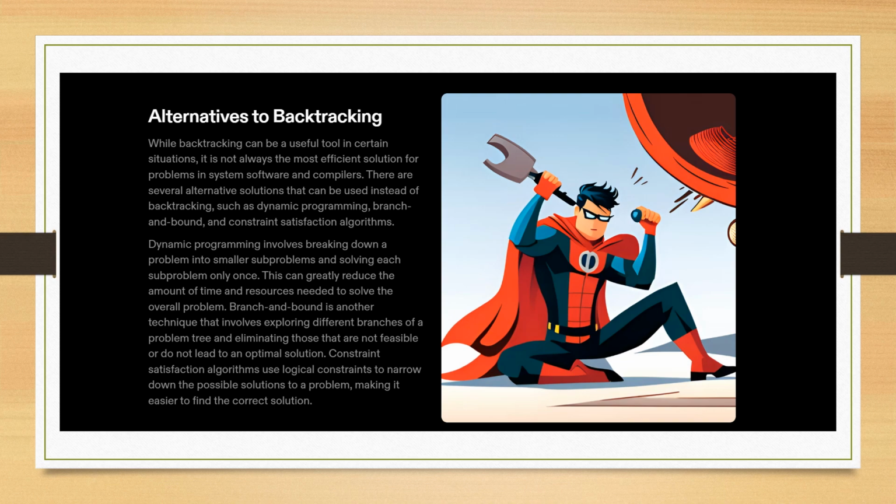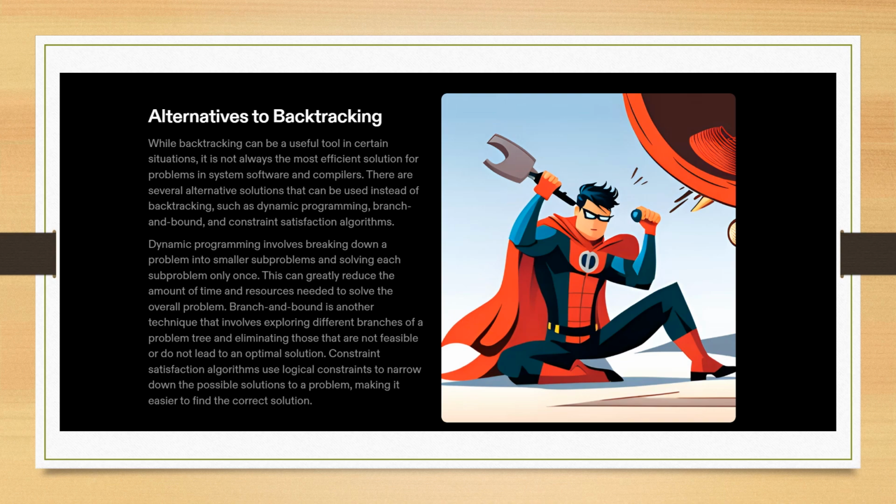Alternatives to backtracking. While backtracking can be a useful tool in certain situations, it is not always the most efficient solution for problems in system software and compilers. There are several alternative solutions that can be used instead of backtracking, such as dynamic programming, branch and bound, and constraint satisfaction algorithms. Dynamic programming involves breaking down a problem into smaller subproblems and solving each subproblem only once. This can greatly reduce the amount of time needed to solve the overall problem.